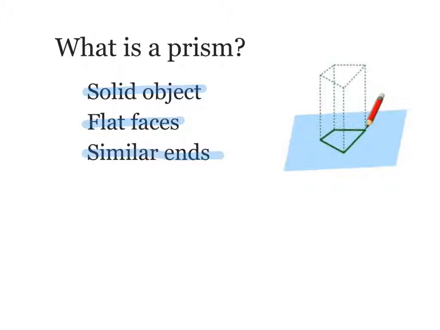One description that I like is if you think about drawing a two-dimensional shape on a piece of paper and envision how that would look if it extended up off the paper into a three-dimensional shape. That is a prism.